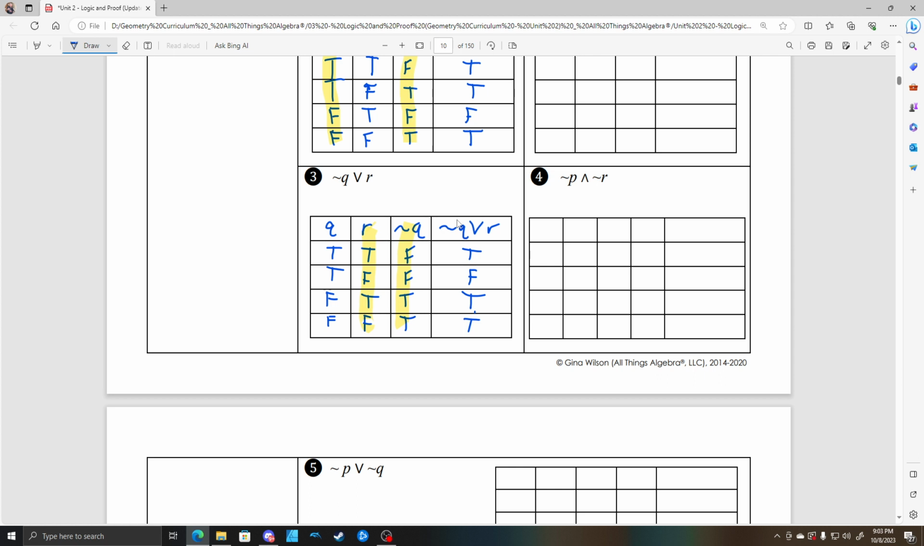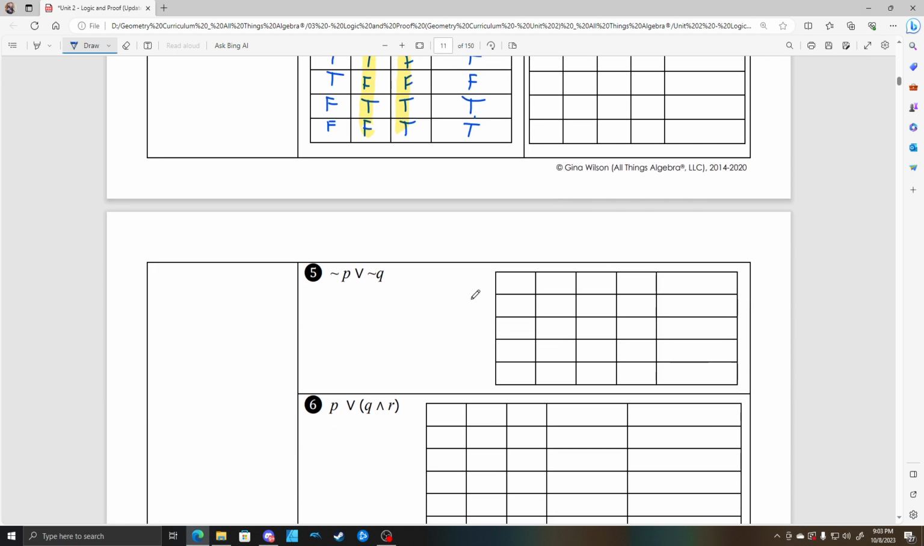So I hope this is making sense. Let's go ahead and move down to number 5, where it gets a little bit more complicated, but it's exactly the same idea. So let's go ahead and get started on this. If we have the negation of P or the negation of Q, first let's just do P and Q. And then we'll find the negations after, because then it'll be close to our final solution, right?